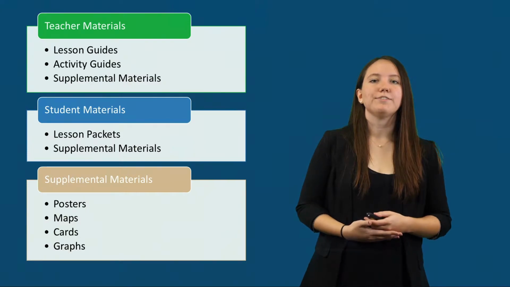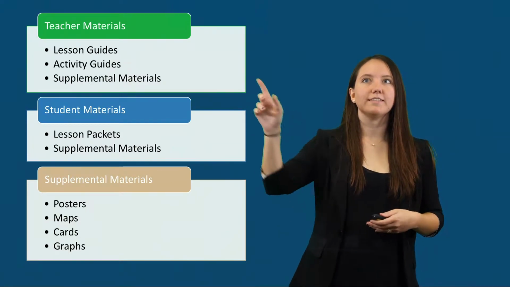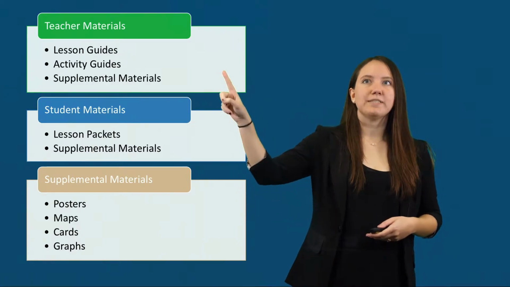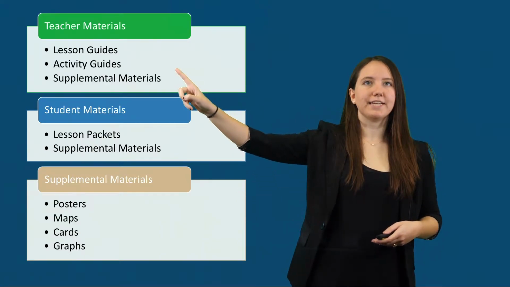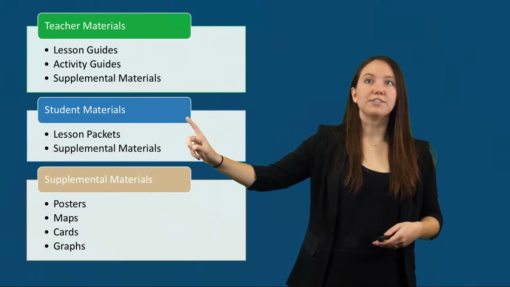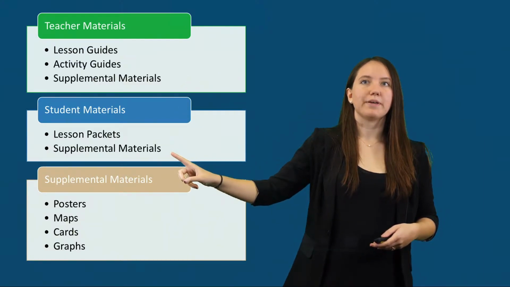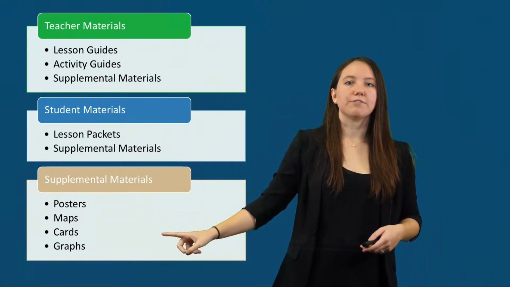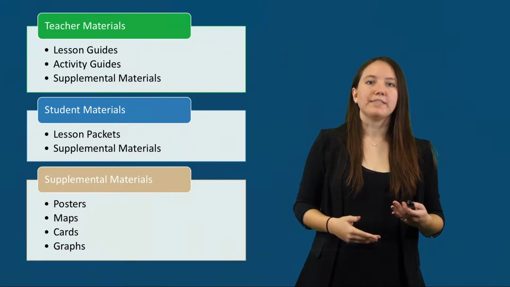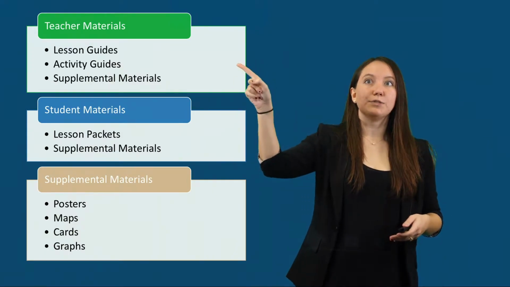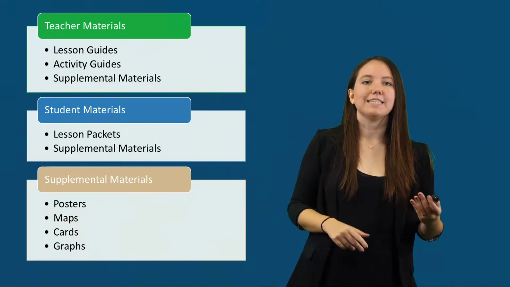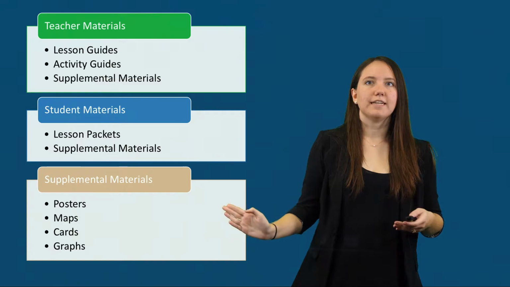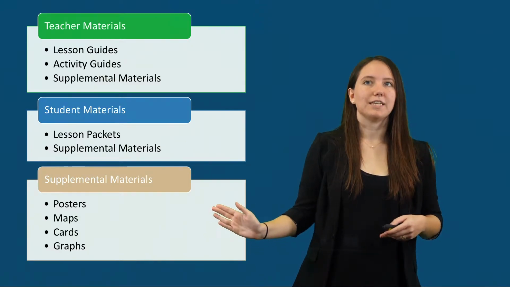So the group manual includes 3 sets of materials: the teacher materials, student materials, and supplemental materials. The teacher materials include lesson guides, activity guides, and supplemental materials. The student materials include lesson packets and supplemental materials, and the supplemental materials include posters, maps, cards, and graphs. You'll notice that supplemental materials are listed with the teacher materials and student materials, as they're necessary for both teacher and student to complete the intervention, but they're also included in the supplemental materials section as well.